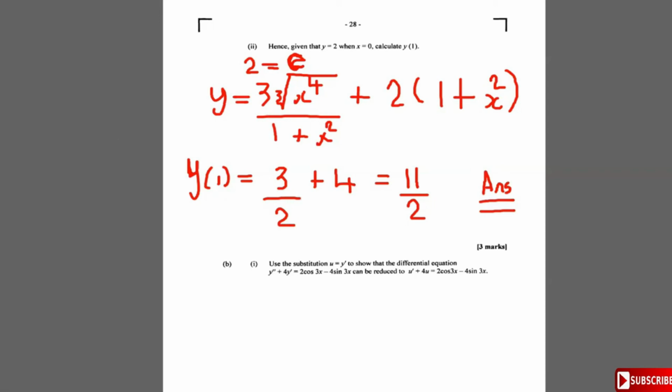So now, since that's y of 1, let's go ahead and check that this was correct. When x is 0, I just want to make sure that we're getting y as 2. So this part would be 0, this part would be 0 over, this is 0. Yeah, this looks right. 11 over 2.